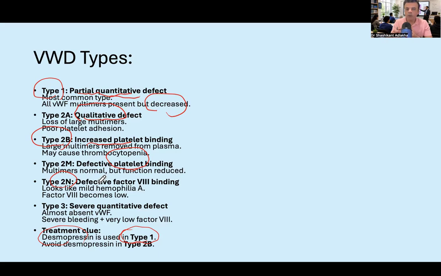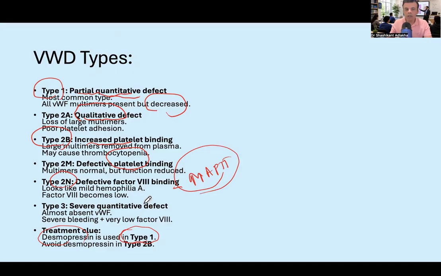Platelet binding is fine with the von Willebrand factor, but the other function, the binding of factor 8, is defective over here. So here there is a hemophilia-like effect, with a markedly increased APTT that may be noted in these cases.